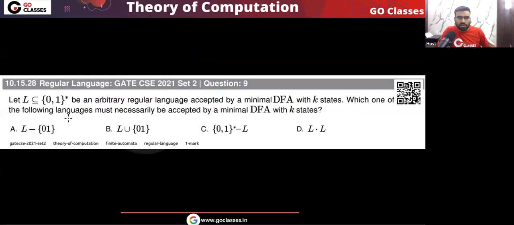Let's solve a GATE 2021 question. The language L, which is a subset of sigma star, here sigma is {0, 1}. You know that every language is a subset of sigma star. So it is given that L is a language, and the question is saying L is a regular language accepted by some minimal DFA with K states. Okay, the question is saying that L is a regular language.